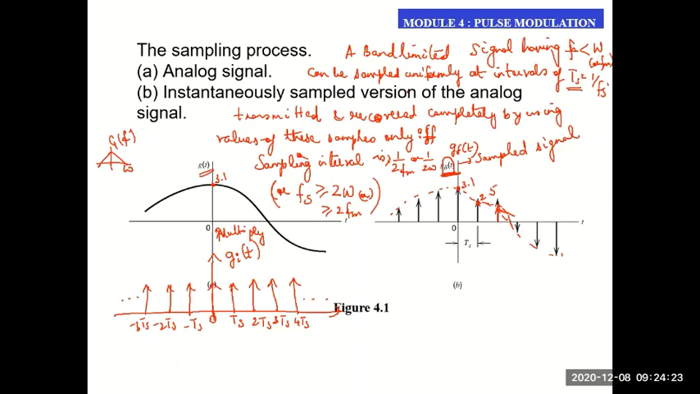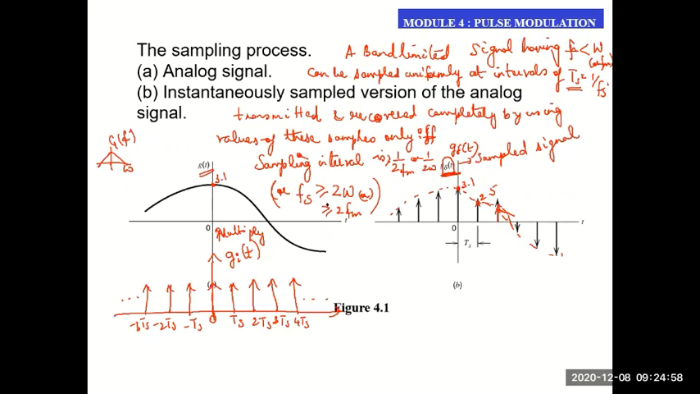Whatever samples we have taken and transmitted from the transmitting side, we can recover them correctly at the receiver by using these samples only if, remember the most important condition here, only if the sampling interval is approximately 1 by 2FM or 1 by 2W, greater than or equal to that. Or in other words, the sampling frequency Fs should be greater than or equal to 2W or 2FM.